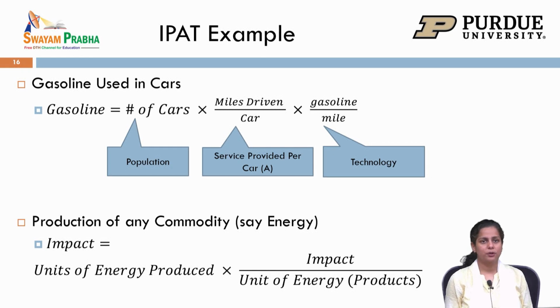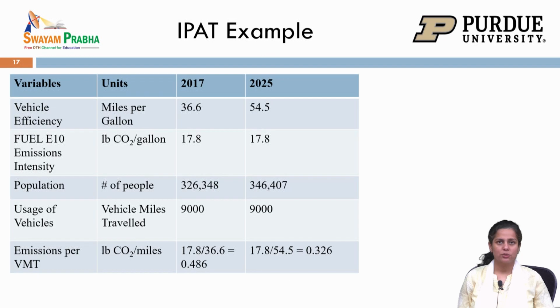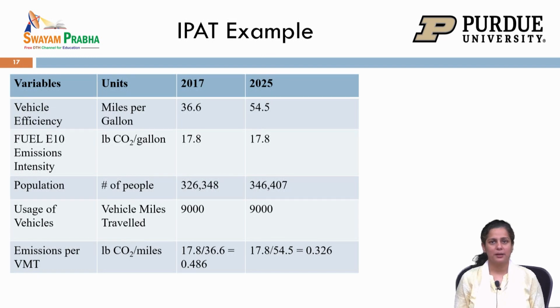Similarly, if you have production of any commodity, say energy, you can calculate the impact as units of energy produced multiplied by impact per unit of energy produced. Okay. With this understanding, we'll do a simple exercise. Here I am giving you some examples.